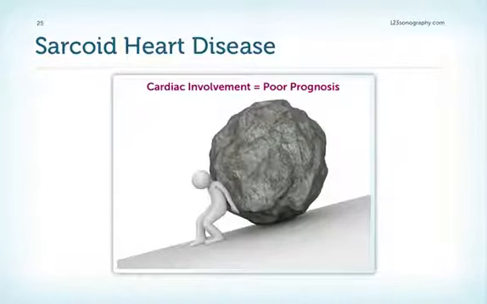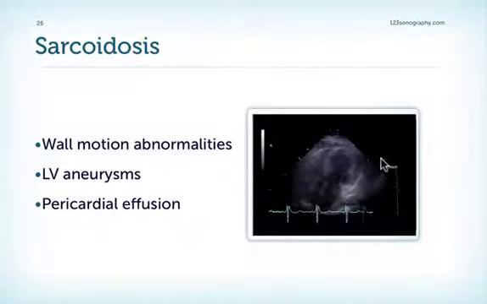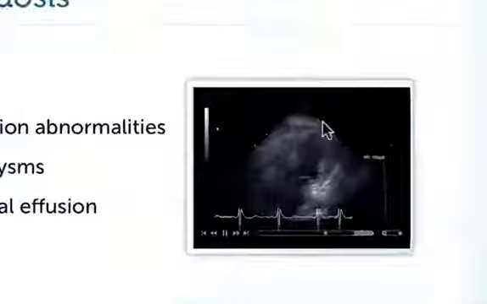Once cardiac involvement or sarcoid heart disease is present, patients have a very poor prognosis. Once the first symptoms of cardiac involvement appear, the 1 to 2 year mortality is approximately 65%. In addition, approximately 80% of patients who have sarcoidosis die because of cardiac involvement or cardiac problems, usually sudden death. So what are the typical features that you can find with echocardiography? Primarily regional wall motion abnormalities, left ventricular aneurysms, and pericardial effusion, as in this case here.